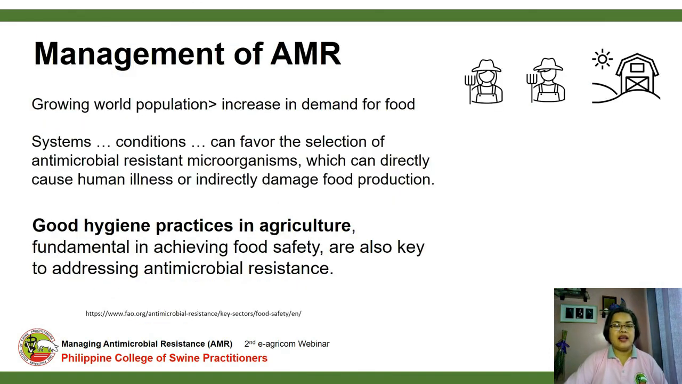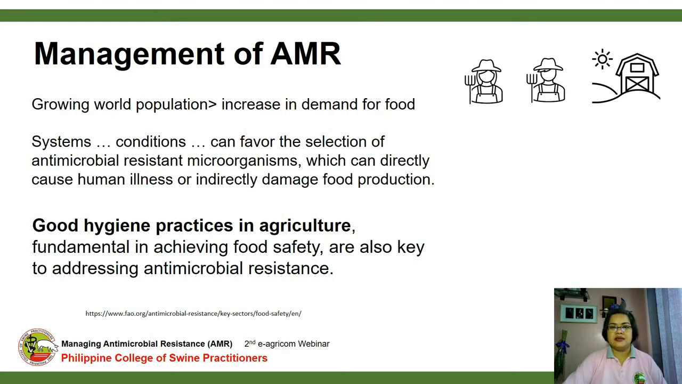What are concrete actions that we can do to help manage AMR? We know that a growing world population and the resulting increase in demand for food is putting added pressure on our food supply chains and systems. There are many systems and many conditions in our farms that can favor the selection of antimicrobial-resistant microorganisms, and they can cause human illness or indirectly damage food production.